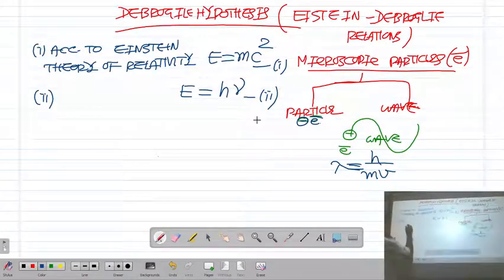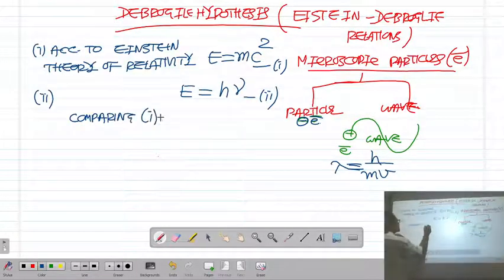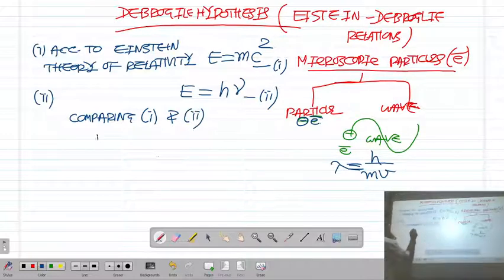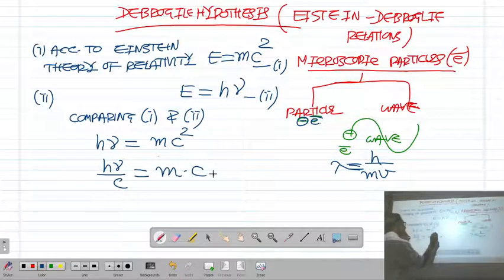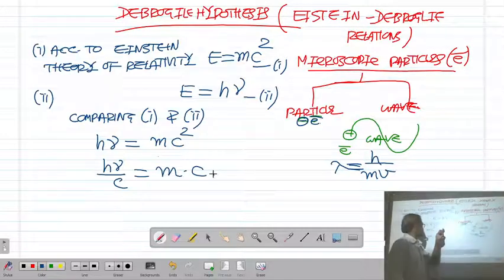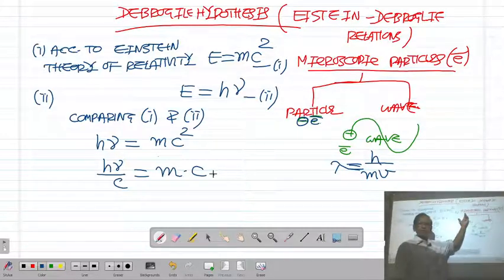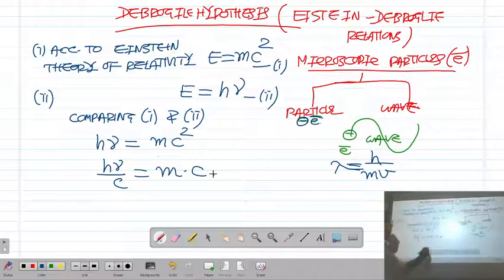Comparing equation 1 and 2, we get h nu is equal to mc square. Taking one c here, h nu upon c is equal to m into c. So let us compare the equations of energy. According to Einstein's theory of relativity, the energy of the particle is mc square, and according to Planck's equation, the energy of the particle is h nu.